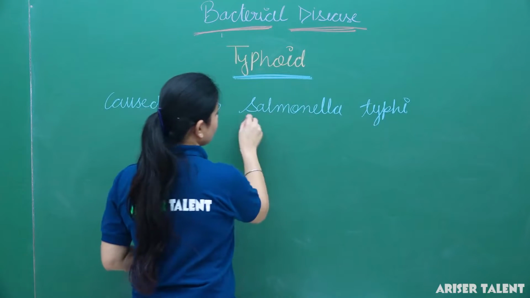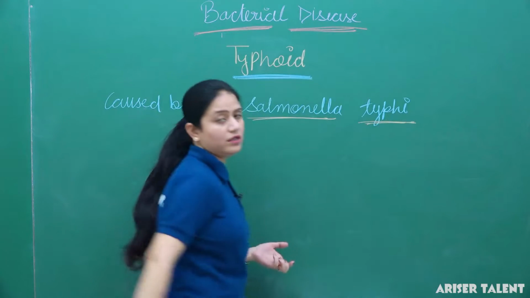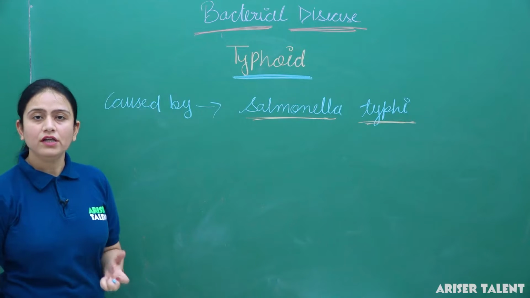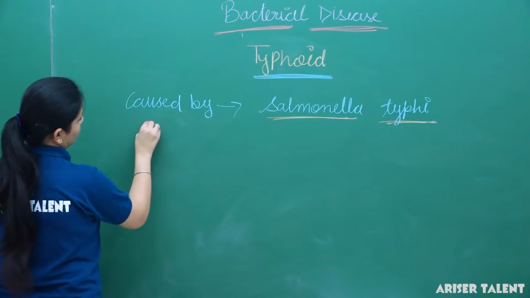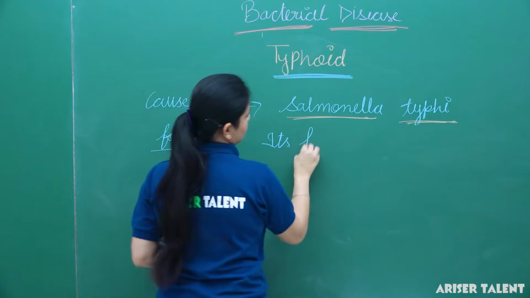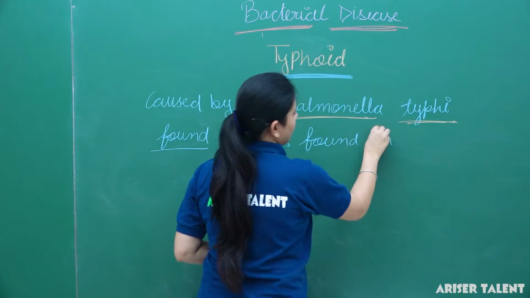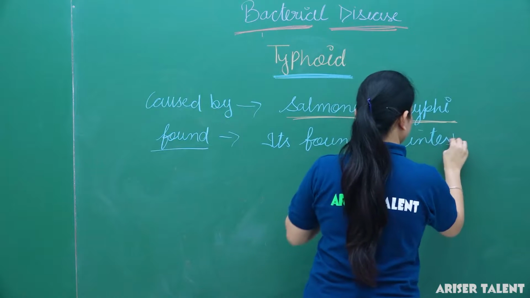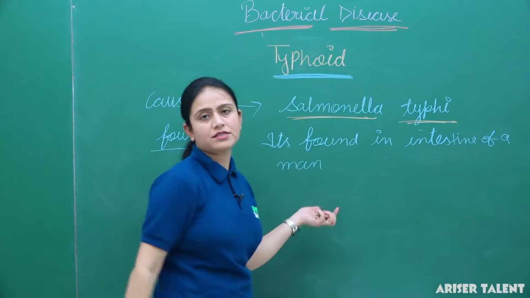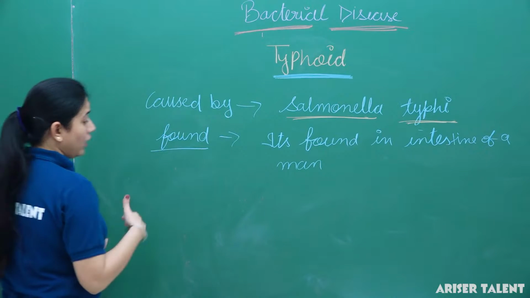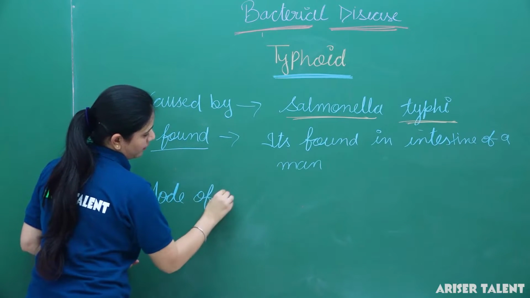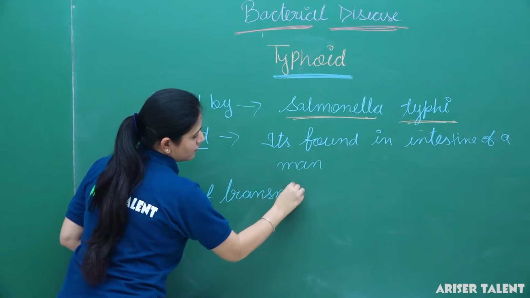It is generally found in the intestine of a man, and it generally affects children of the age group of 1 to 15 years. It affects the intestine of a man. Now, how does it transmit? Mode of transmission of typhoid.